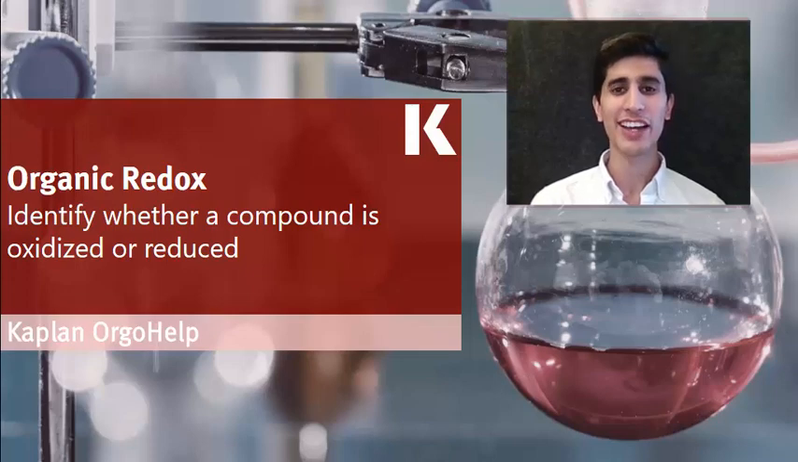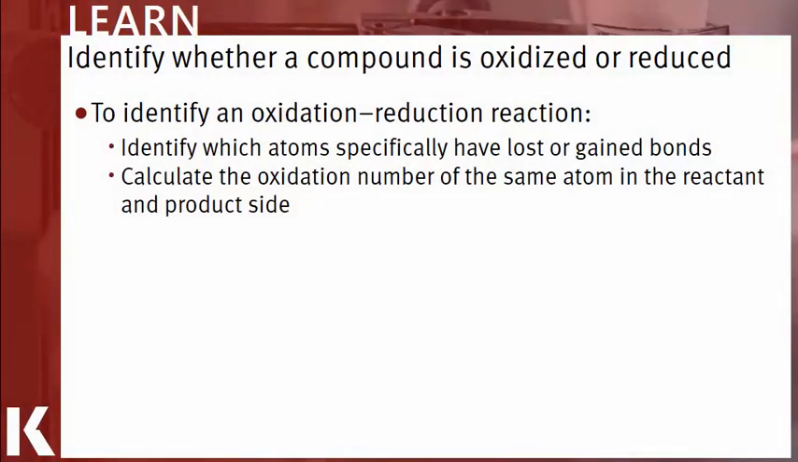Hi, my name is Samir Desai, and in this video I'm going to teach you how to identify whether a compound is oxidized or reduced. In an earlier video, you learned how to assign oxidation numbers to carbons. Make sure to review that video if you're unfamiliar, because a strong understanding of this concept is essential to this lesson. Oxidation numbers allow organic chemists to track the flow of electrons between an atom of interest.